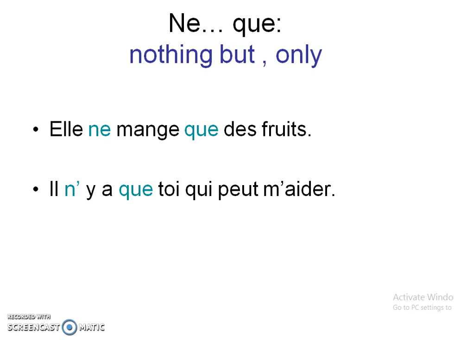Ne que, which means nothing but or only. There are no opposite words which resemble only. Elle ne mange que des fruits. She only eats fruits. There will be no pas and we just place ne before the conjugated verb and que after the conjugated verb. Il n'y a que toi qui peux m'aider. There's no one but you who can help me.